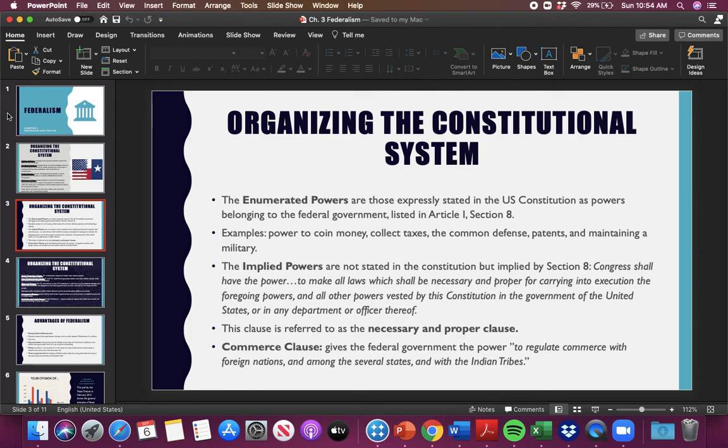And then we have the Commerce Clause, which gives the federal government the power to regulate commerce with foreign nations and among several states and with the Indian tribes. That is the actual wording from the Constitution. So, what this means is that, let's say that you start a business in Texas, and let's say you start, I don't know, let's say you start an insurance company in Texas, and you only sell insurance to people in Texas.